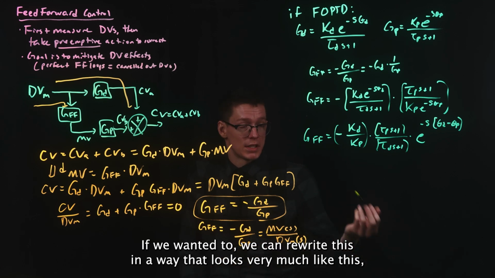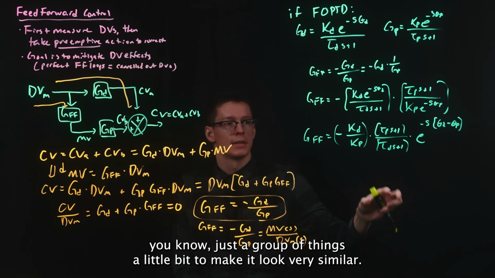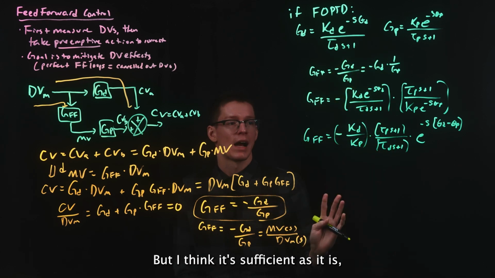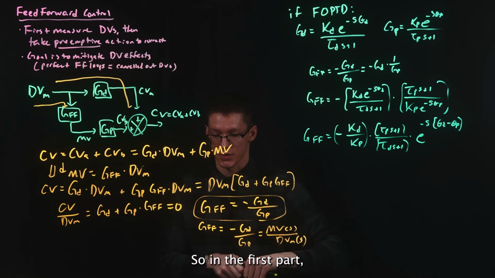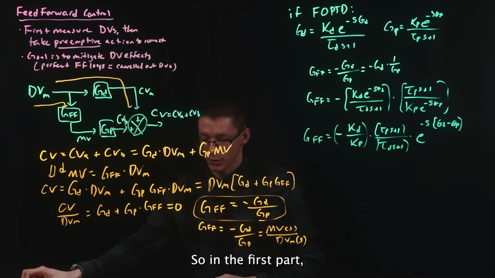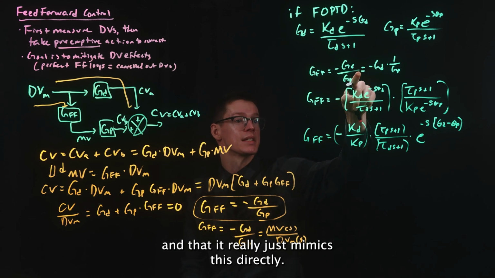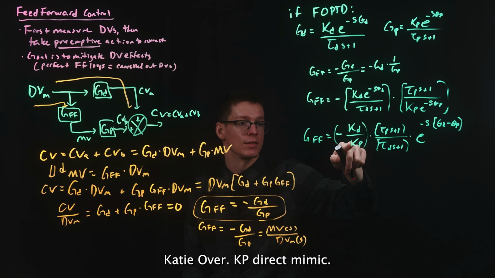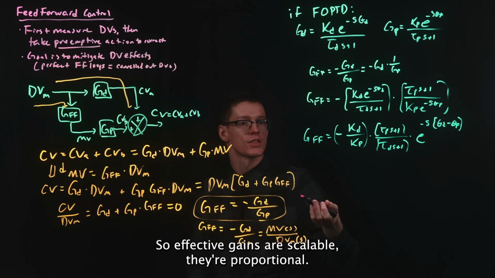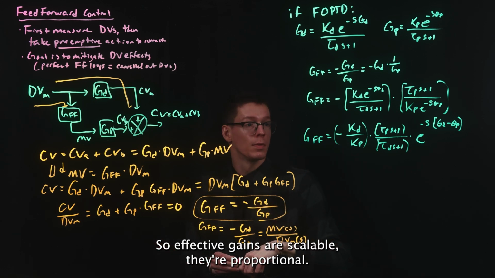If we wanted to, we can rewrite this in a way that looks very much like this, just group the things a little bit to make it look very similar, but I think it's sufficient as it is. But there's still information that we're learning from the system. So in the first part, we're seeing the effect of the gains directly in that it really just mimics this directly. The GD over GP minus is the same as the minus KD over KP, direct mimic. So effective gains are scalable, they're proportional.